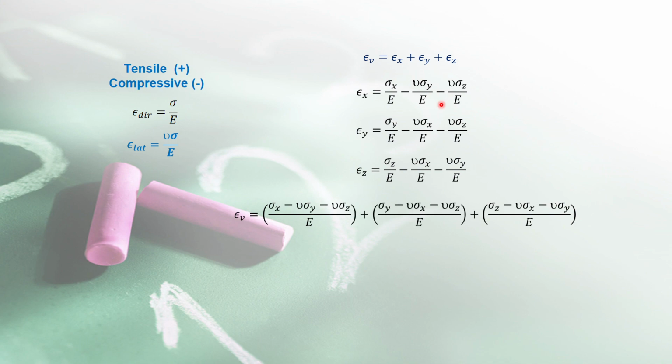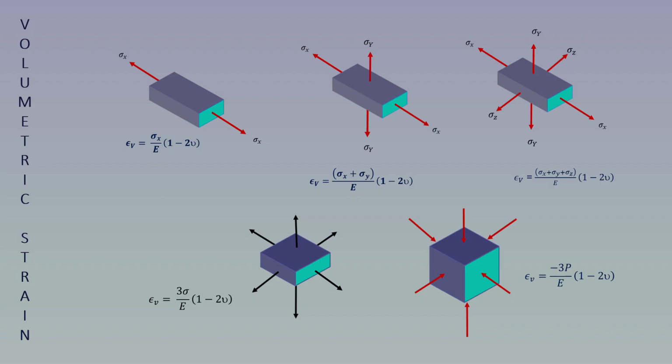Okay, so once you have got all these equations here, epsilon x, y, and z, we substitute into the main equation of volumetric strain. So you have all these things here. Then when you rearrange this whole thing, you will come to the final formula, that is this. This is your final formula. Okay, so the next slide.